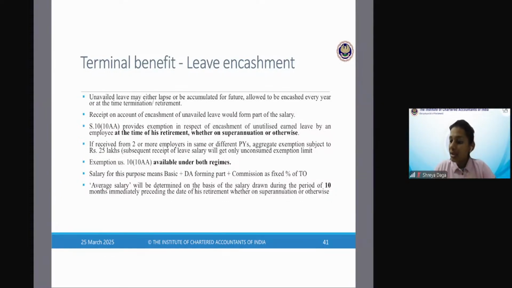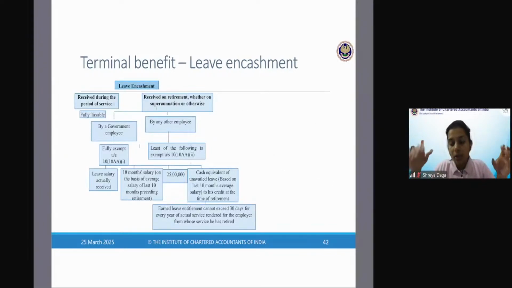Okay. There was a salary meaning here also, which is the same, basic plus DA forming part plus commission as fixed percentage of turnover. Here also we did that if it is received during the course of services, it is fully taxable. But if you receive it on superannuation or retirement, then a government employee receives it completely exempt. But any other employee receives, then least of the following is exempt, out of which one has to be the amount received. The other has to be 25 lakhs because it is the notified limit, reduced by any amount that you may have already claimed.